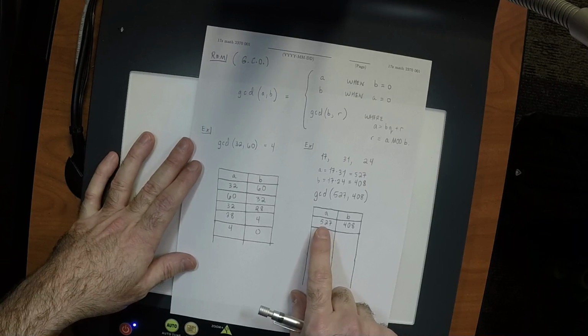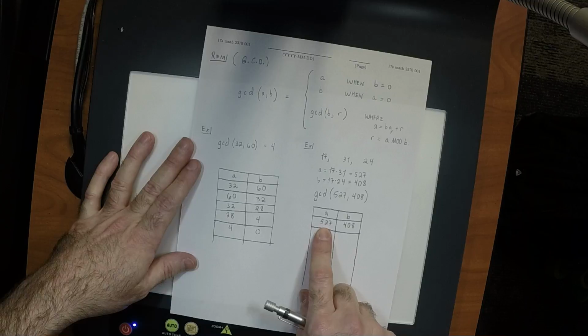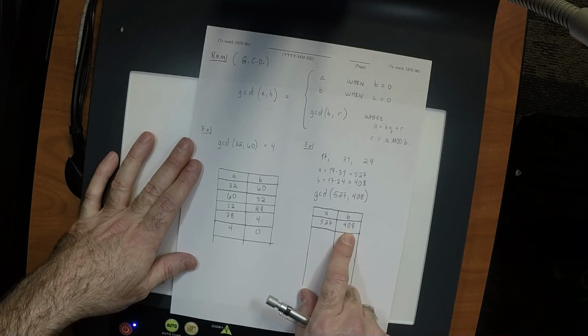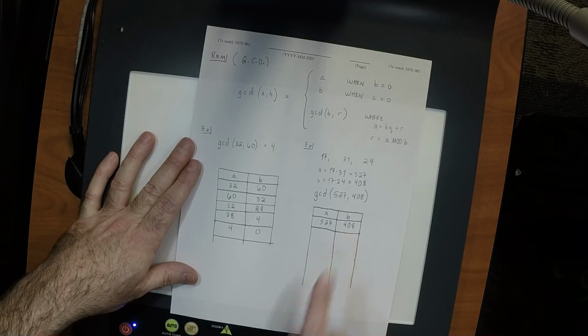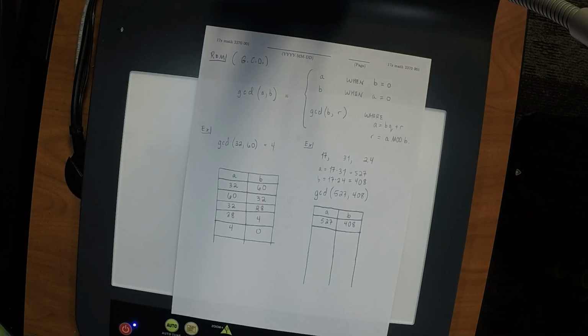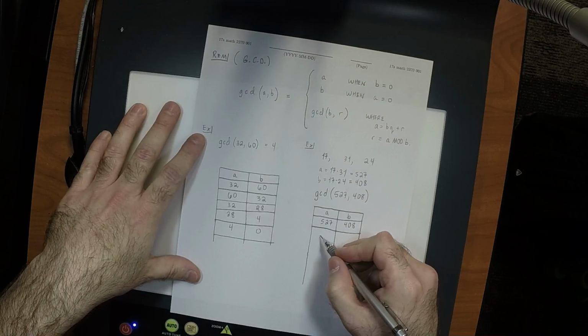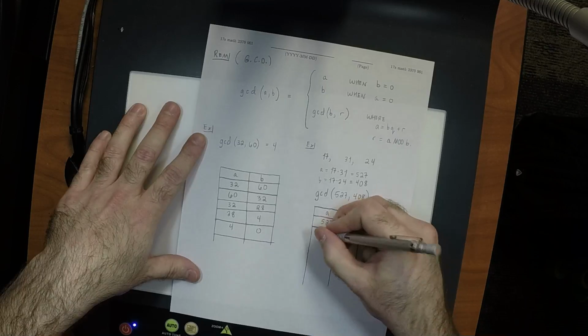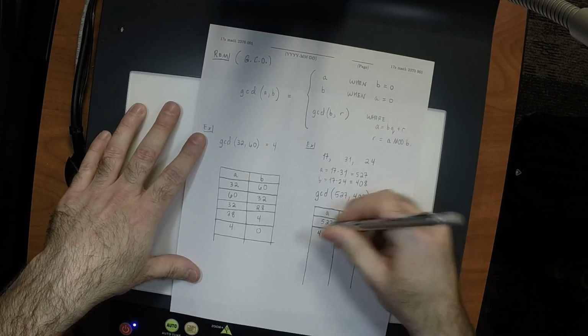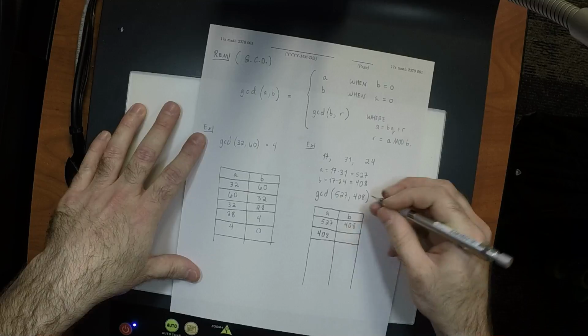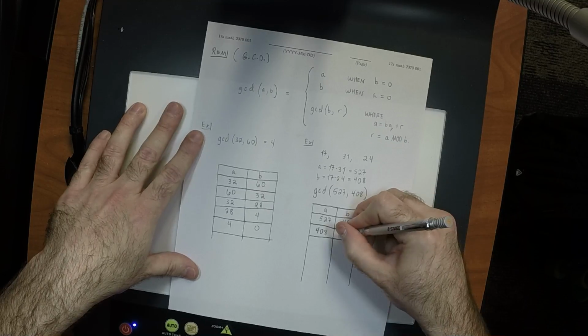So we're dividing 527 M&Ms into groups of size 408. How many groups can we take away? 1. And then what remains when we do that? Who knows, right? That's what calculators are for. 119. So what's the new first argument? 408. And I just did it carefully. A modulo B is 119.